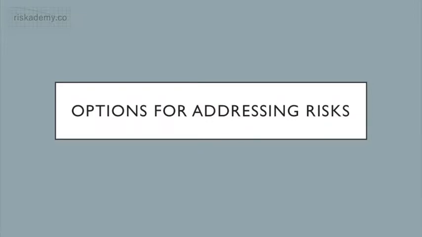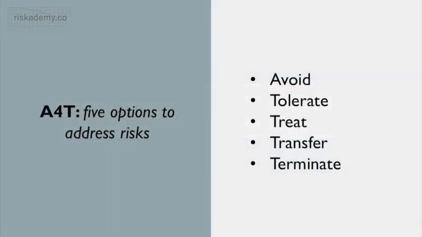The risk assessment process has helped us identify, assess, and prioritize risks, which gives us an order in which these should be addressed. However, before we do that, we need to understand what options are available to help us address risks. There are several different techniques for addressing risks, but many of these boil down to a variation of the 4 T's: tolerate, treat, transfer, and terminate. We will use a similar approach with the addition of one other option, avoid, and summarize this as A4T.